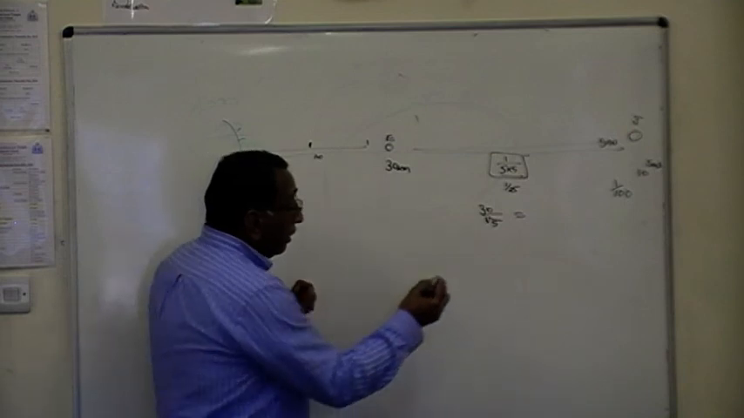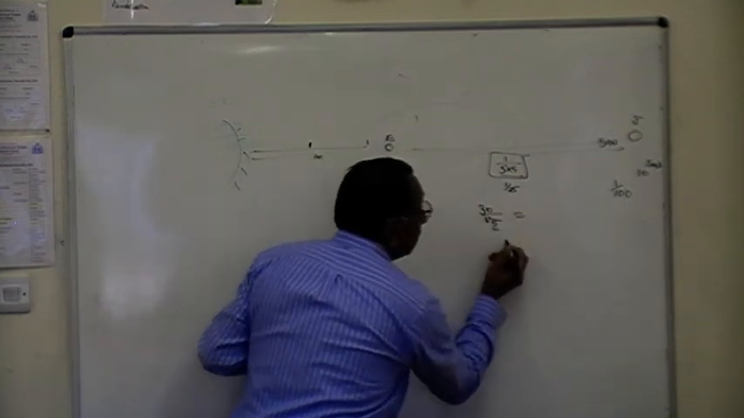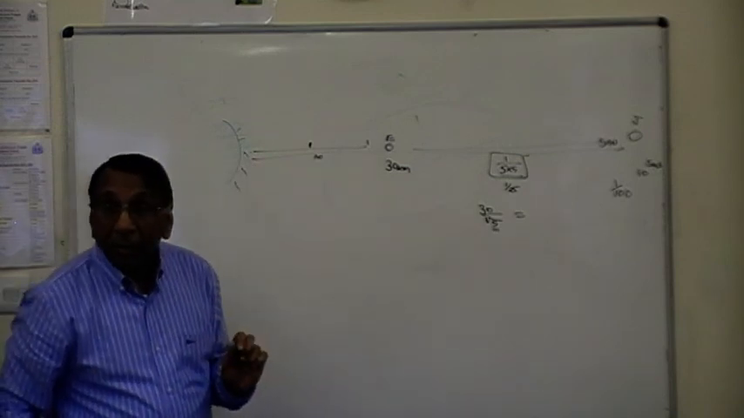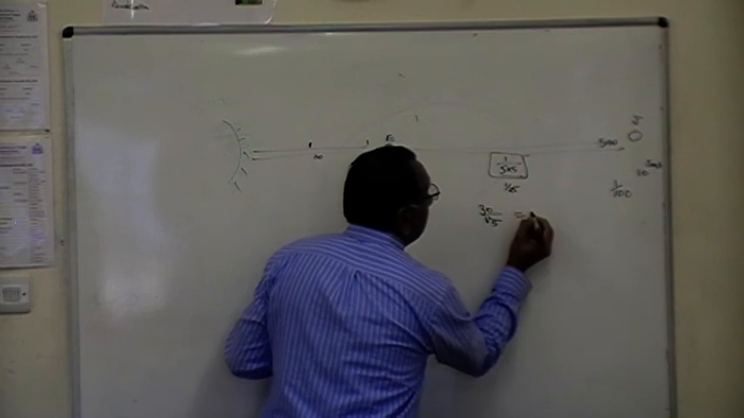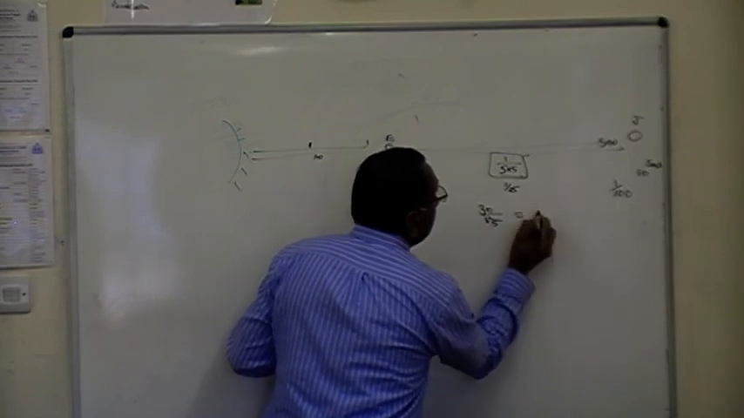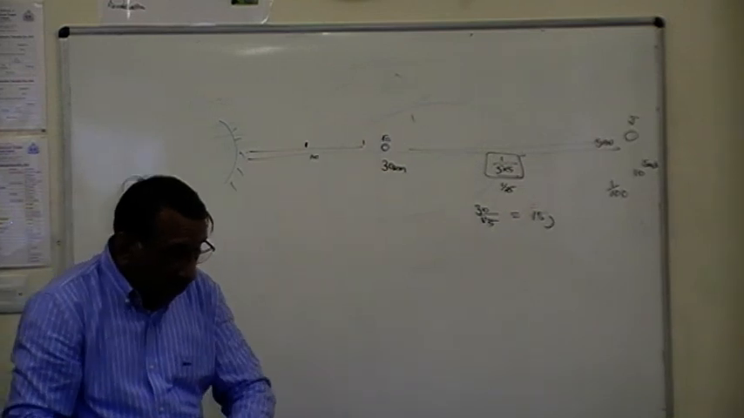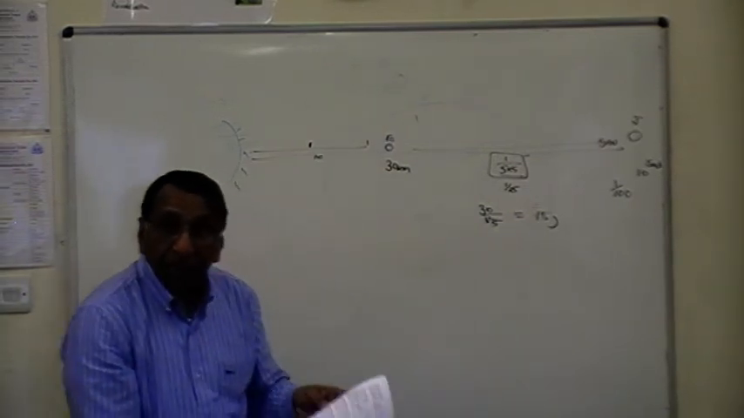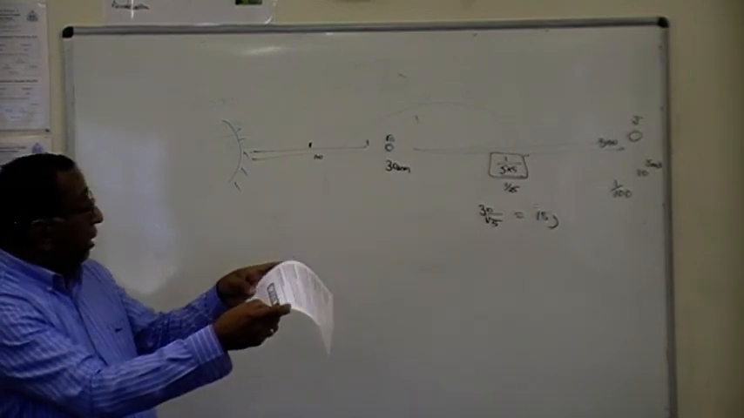So what is the answer? The square root of 5 is roughly 2.25. So 30 divided by 2.25 is about 17, 18. So here you got the answer, in kilometers per second. And that is Jupiter.